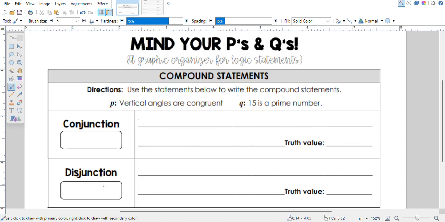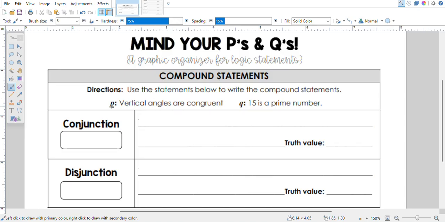The way logic statements work is we typically have a hypothesis or a premise, something that we have seen or observed, and from that we draw some sort of conclusion. The same way with inductive reasoning, we see something happening and we draw a conjecture from it. So logic statements work the same way.